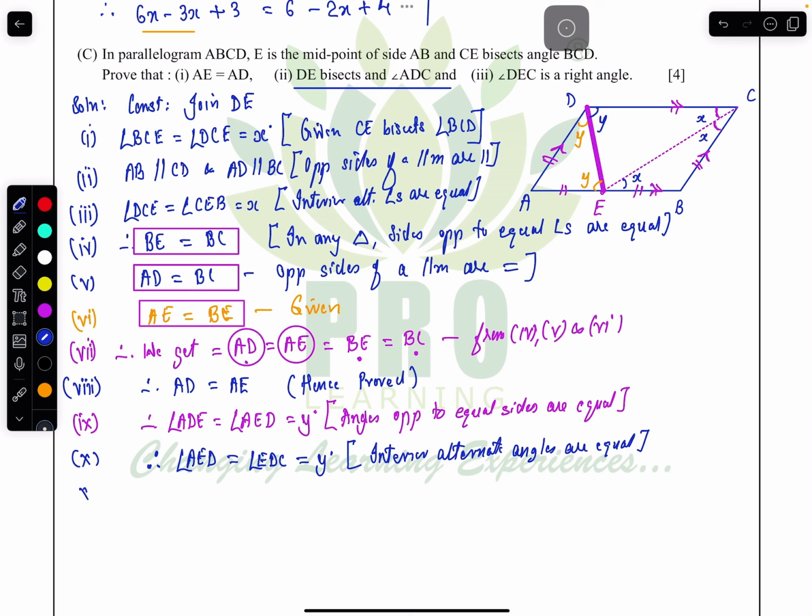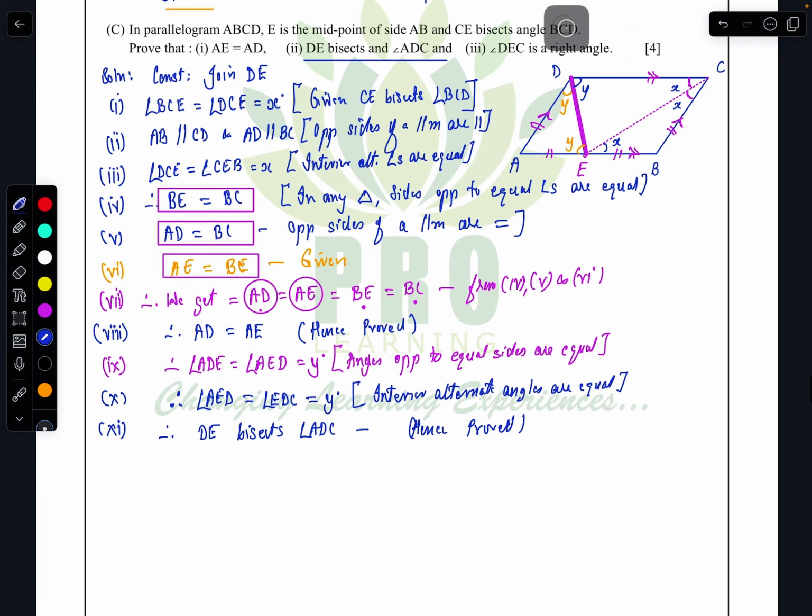So statement number 11, now we want to state, therefore, DE bisects angle ADC. So here also we can put the statement as hence proved. So we go to the next part. Here it says DEC is a right angle triangle. We have already stated AD and BC are parallel lines. So we want to go ahead and use this further.